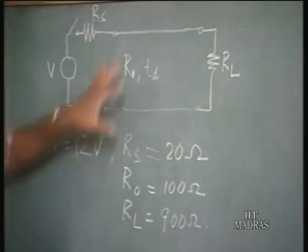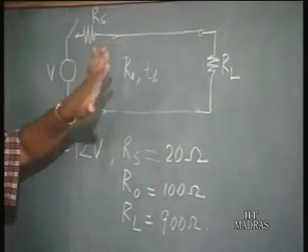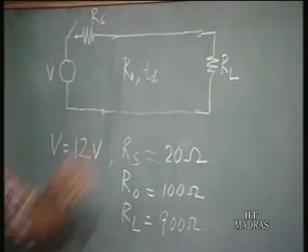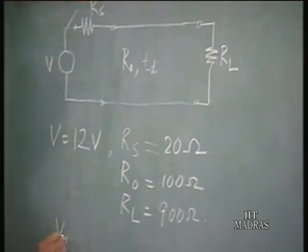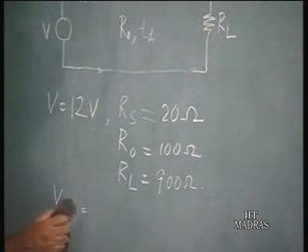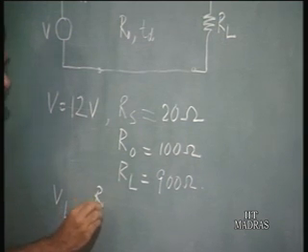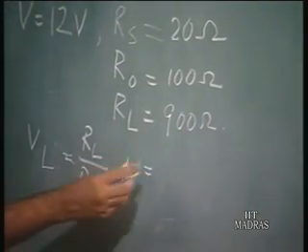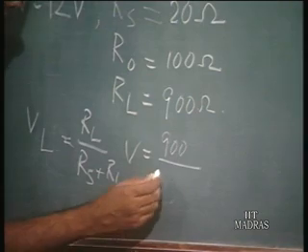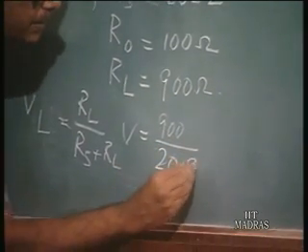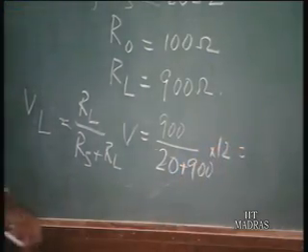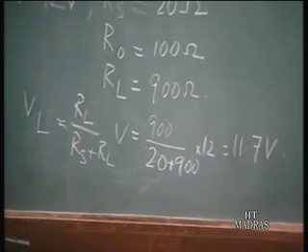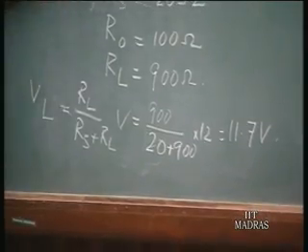Now, if we were to assume that this transmission line is basically a short circuit, then what do we expect? As soon as the switch is closed, the voltage across the load resistance, VL, is equal to RL by (RS plus RL) into V, that is 900 by (20 plus 900) into 12, which is about 11.7 volts. So the voltage at the load end will be 11.7 volts, if we neglect the transmission line properties.